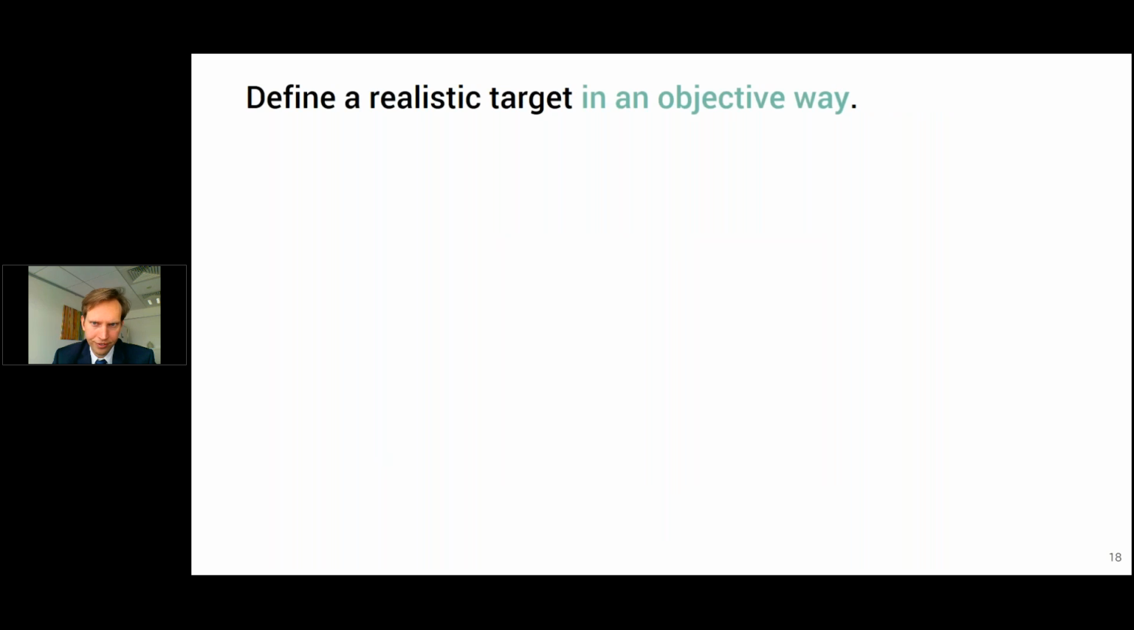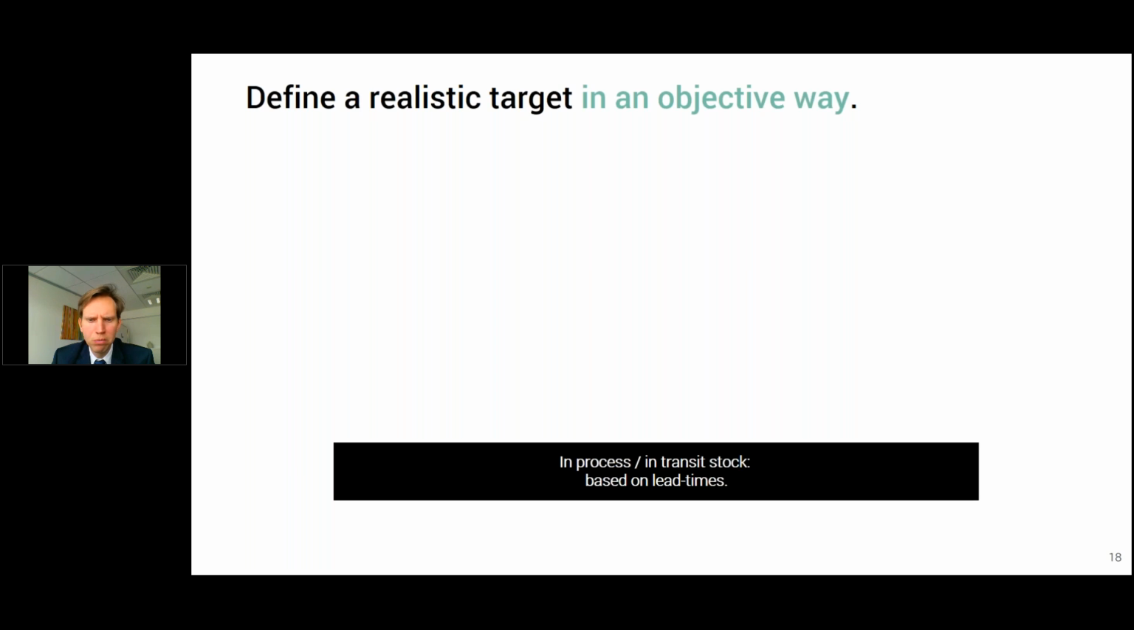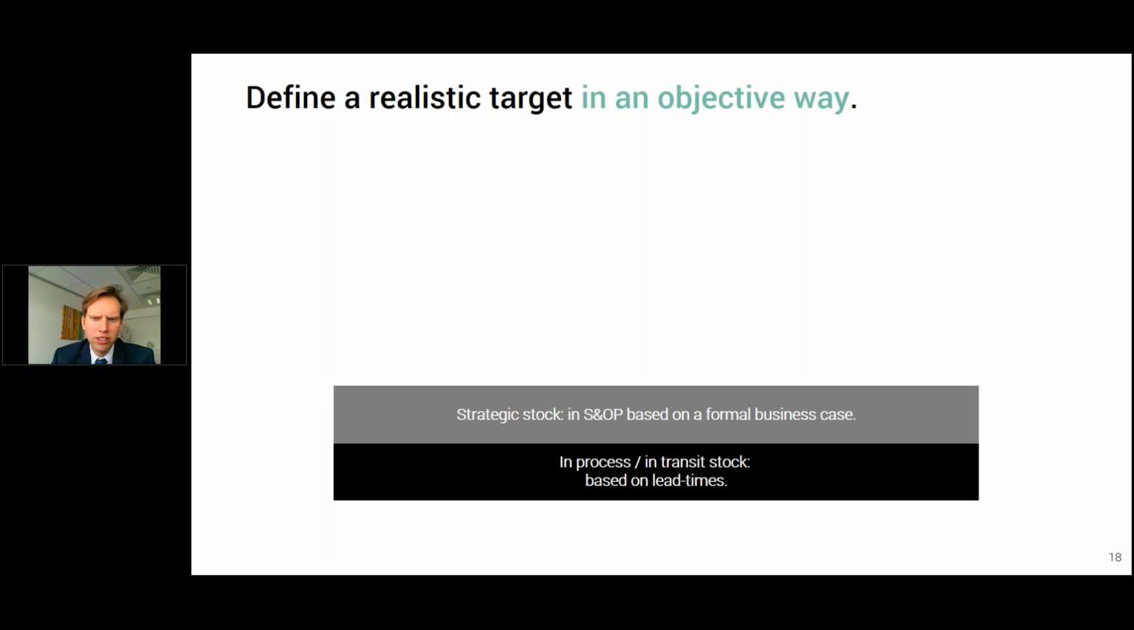you would find. Yeah, I think what is important, of course, well, I'm an engineer, so I'm a little bit attached to quantitative methods. I believe it's important to define those targets in an objective way, right? In process and in transit, lead times can be calculated based on standard lead times. Strategic stocks should be decided in a sales and operations process based on a business case, right? Because it's about risks and opportunities. We can calculate them, and we can make a business case with a potential return on investment on strategic stocks.